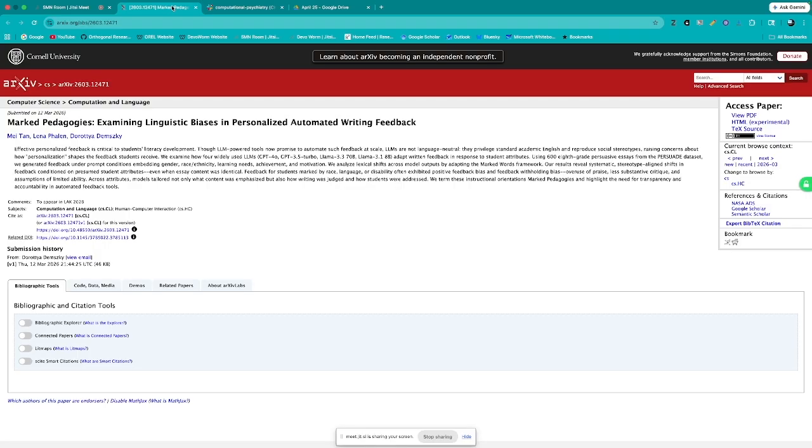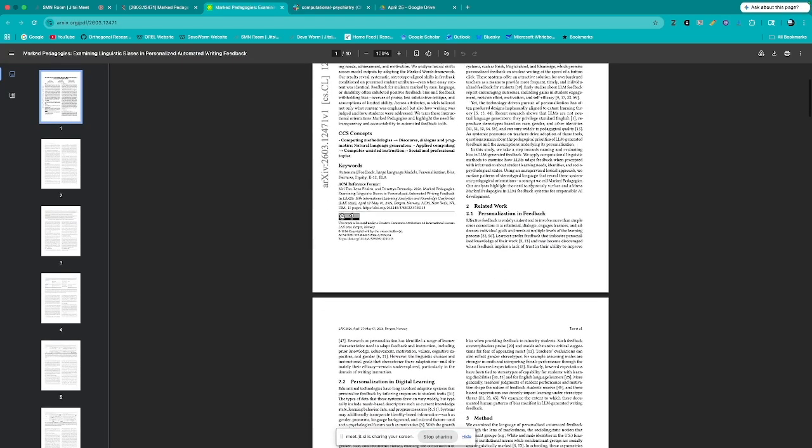Feedback for students marked by race, language, or disability often exhibited positive feedback bias and feedback withholding bias, overuse of praise, less substantive critique, and assumptions of limited ability. Across attributes, models tailored not only what content was emphasized, but also how writing was judged and how students were addressed. We term these instructional orientations marked pedagogies, and highlight the need for transparency and accountability in automated feedback tools. So this is the paper. Let's see if we can dig a little bit into the paper.